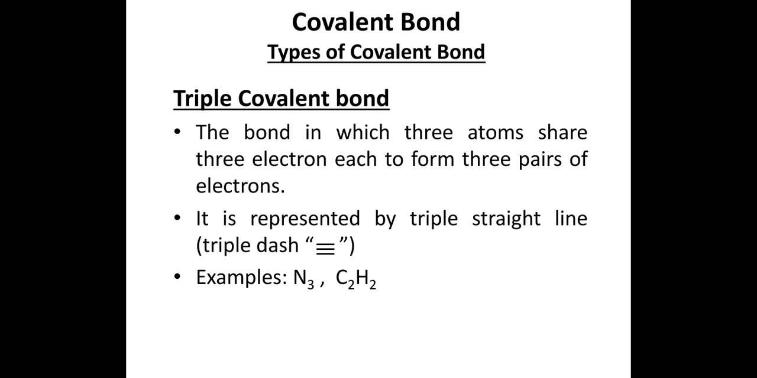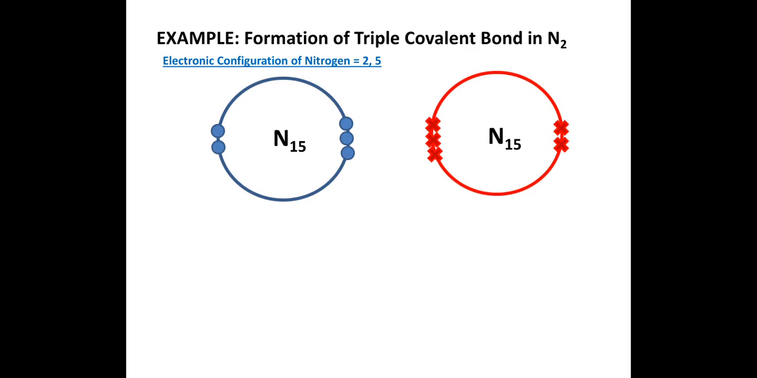We describe the triple covalent bond with the help of an example, the nitrogen molecule. We know that nitrogen is a gas in nature. It does not exist independently as a nitrogen atom. It exists in the form of a nitrogen molecule. It has 5 electrons in its valence shell. To complete its octet, it needs 3 electrons.